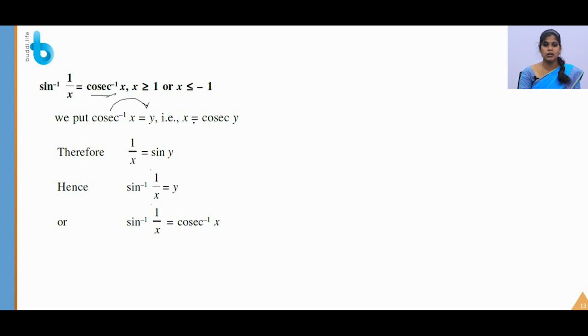So if I take this cosecant inverse to the other side, we will get x equal to cosecant y, and taking reciprocal on both the side. So x will become 1 by x, and the reciprocal of cosecant y is sine y. Okay, now take sine to the other side. So sine will become sine inverse, and 1 by x equal to y. What is y? We assume y is cosecant inverse of x. So in place of y, you substitute cosecant inverse of x, and hence we got this property, that is sine inverse of 1 by x equal to cosecant inverse of x.